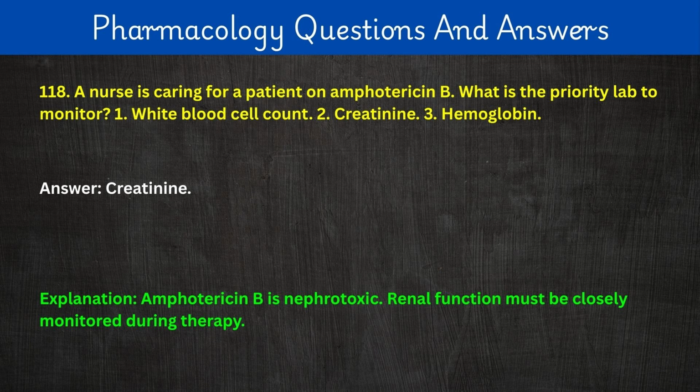118. A nurse is caring for a patient on amphotericin B. What is the priority lab to monitor? 1. White blood cell count. 2. Creatinine. 3. Hemoglobin. Answer: Creatinine. Explanation: Amphotericin B is nephrotoxic. Renal function must be closely monitored during therapy.